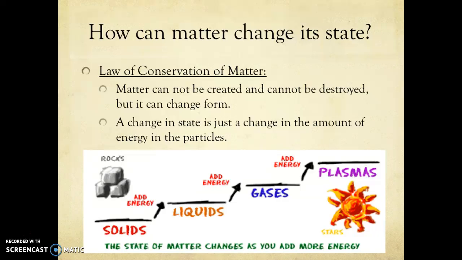However, there's two things matter can't do. It cannot be created out of nothing, and it cannot be completely destroyed. And we call this the law of conservation of matter. This is a really, really important law when it comes to chemistry and physics. You're going to hear about this over and over again all the way into next semester. So this is definitely something to remember. The law of conservation of matter says matter can't be created, it can't be destroyed, but it can change form.